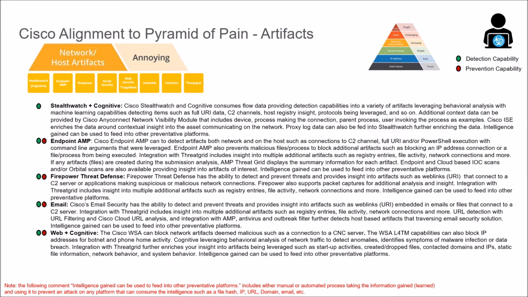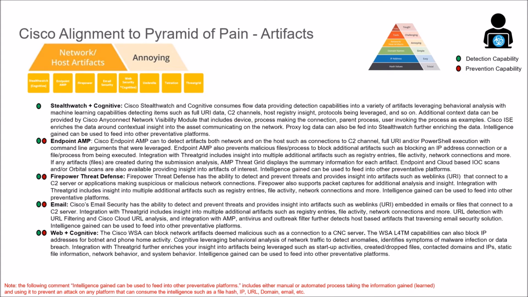You can see a recurring theme, right? So if you have a malware license as an example, you're going to get the ThreatGrid integration with Firepower, with Endpoint AMP, with email security, with web security, right? That integration is part of that malware license.